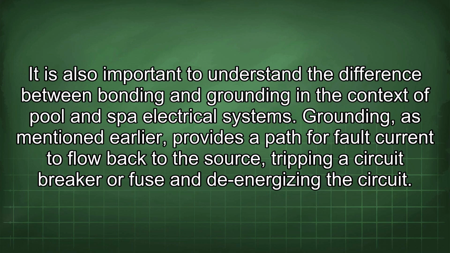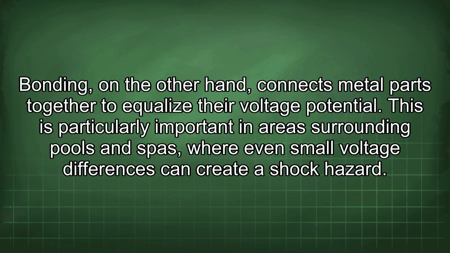It is also important to understand the difference between bonding and grounding in the context of pool and spa electrical systems. Grounding, as mentioned earlier, provides a path for fault current to flow back to the source, tripping a circuit breaker or fuse and de-energizing the circuit. Bonding, on the other hand, connects metal parts together to equalize their voltage potential. This is particularly important in areas surrounding pools and spas where even small voltage differences can create a shock hazard.